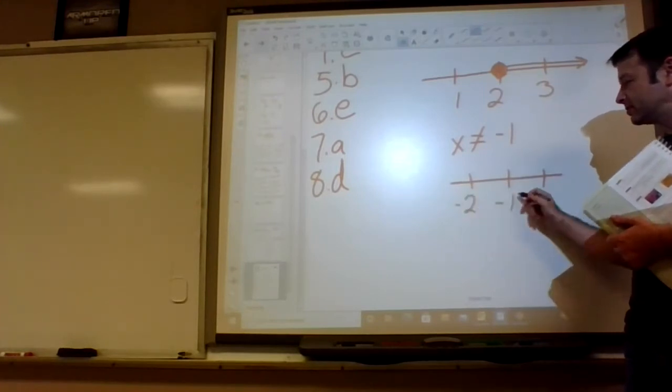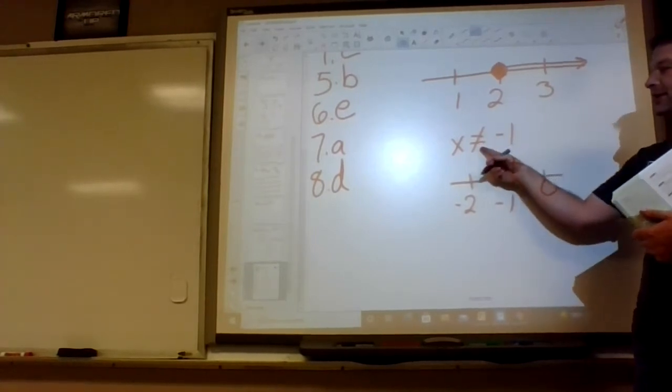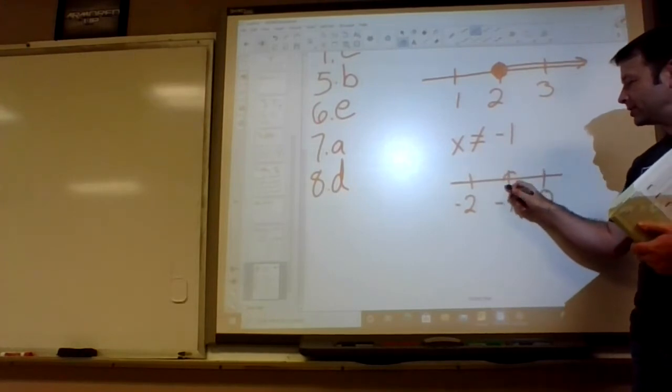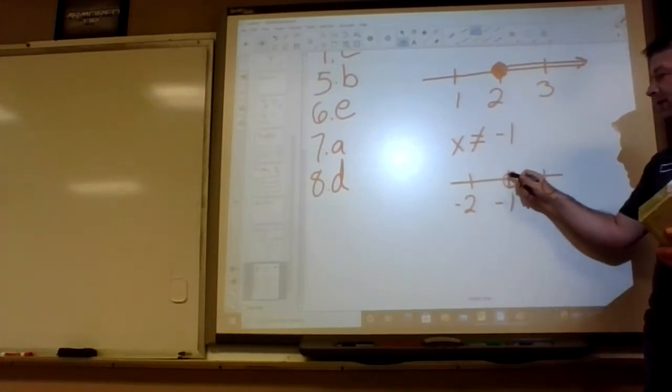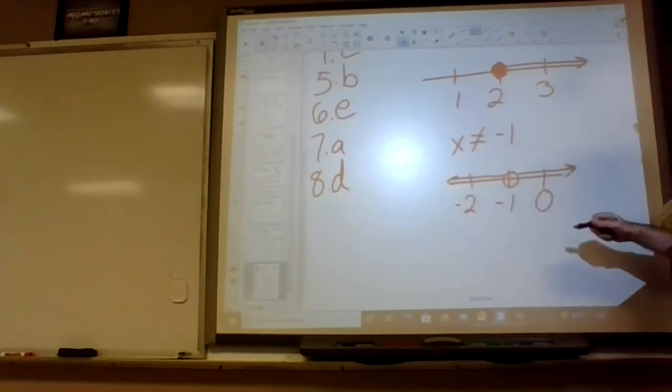Negative. What number goes here? Zero. Okay, yeah, if it's not equal to -1, it can be anything else except for -1. So that's why we put an open circle at -1, and then everything else is covered like that.